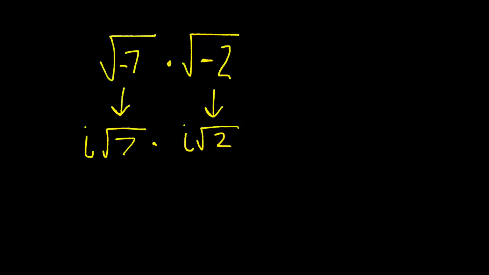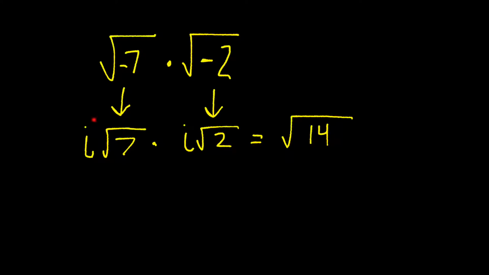Now we can do some multiplication. First of all, we want to multiply our square roots. If I have the square root of 7 times the square root of 2, all I need to do is draw my square root symbol and multiply the 7 and the 2, or 7 times 2 is 14.